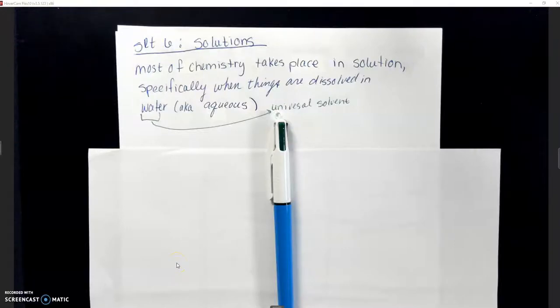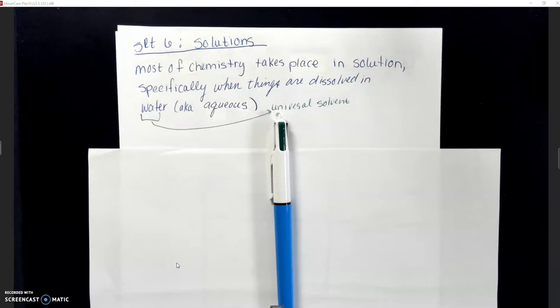Alright, welcome to set 6, all about solutions. Now this is going to be a very, very brief introduction to solutions. We'll get into some more complex ideas of solution chemistry later on in the year. But let's go ahead and talk about this nonetheless.